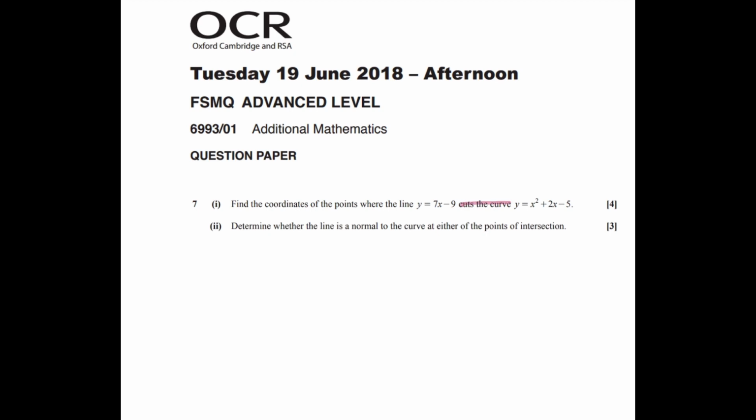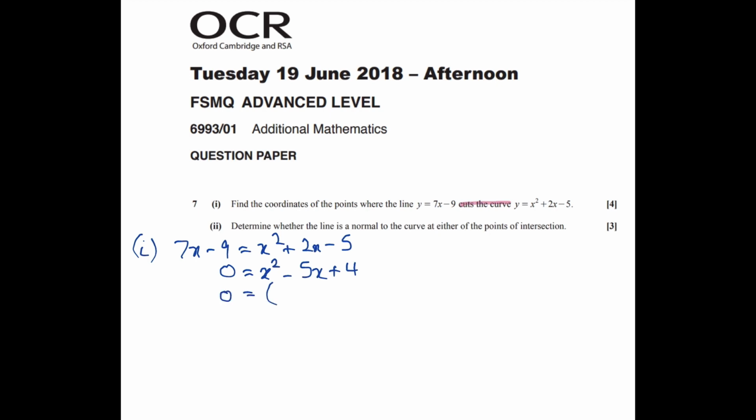So you get 7x minus 9 equals x squared plus 2x minus 5. Hopefully you can see where this is going. We'll get a quadratic and we'll need to solve it. So I'm going to move everything to the right hand side to get x squared minus 5x plus 4, and that equals 0. Now we can factorise this and find the roots.